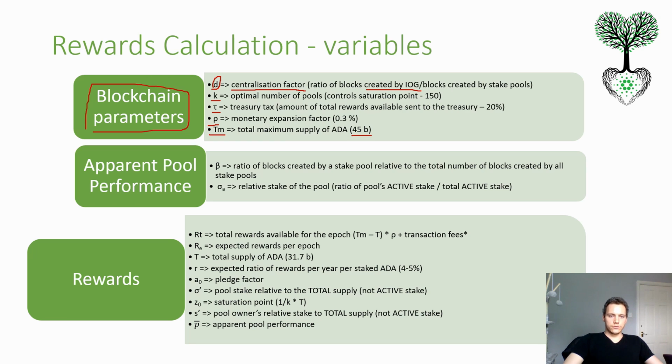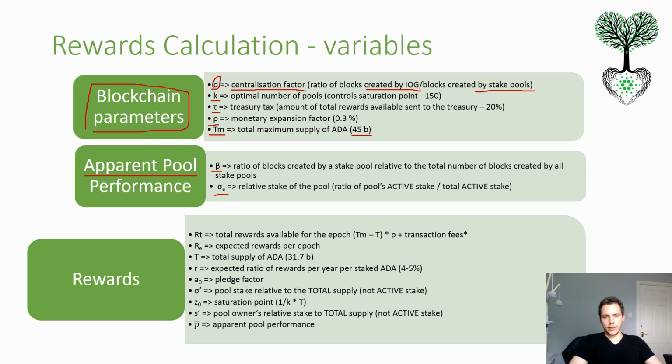Now we can get to the apparent pool performance. There are only two parameters that control that, and that are beta, which is the ratio of blocks created by a stake pool relative to the number of blocks created by all stake pools. Well, it's pretty self-explanatory. If you consider yourself a stake pool, then it's the number of blocks I produced and the ratio of all blocks produced by stake pools, which is controlled by the D parameter.